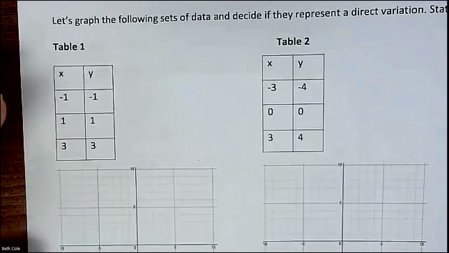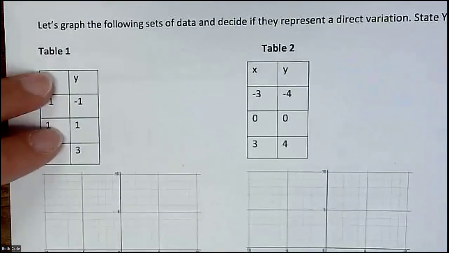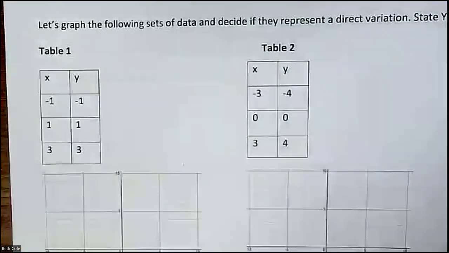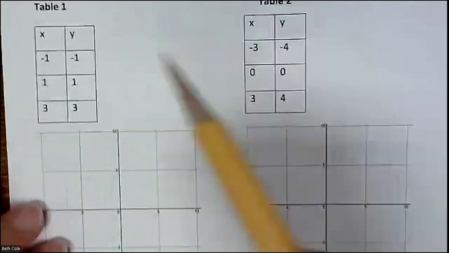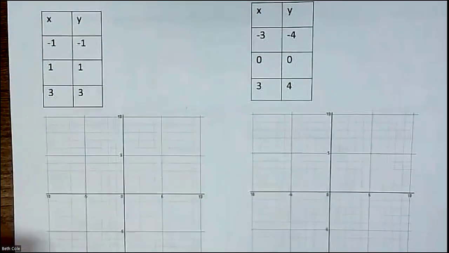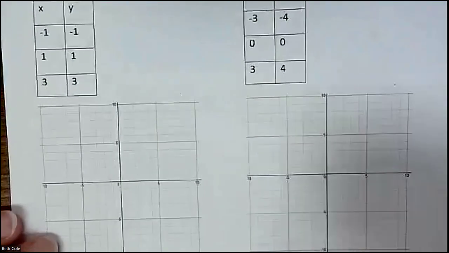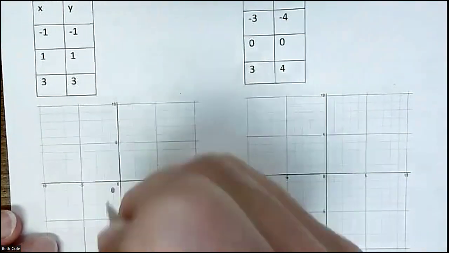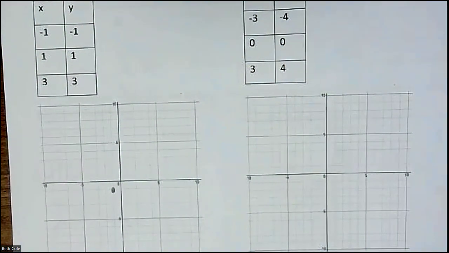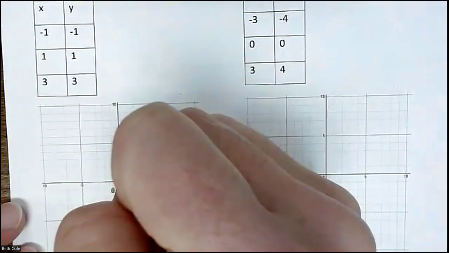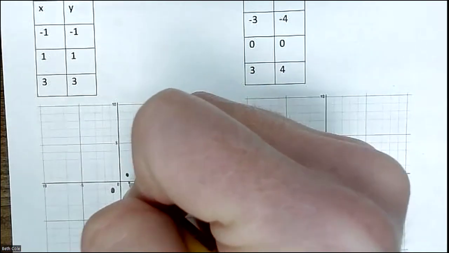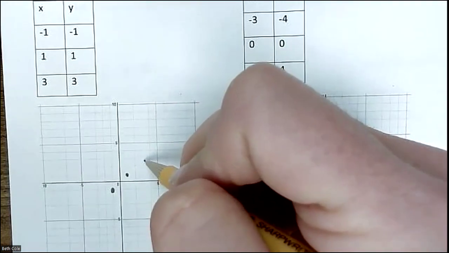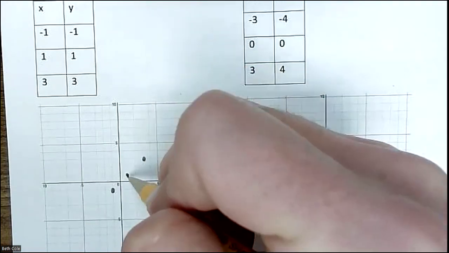So what we're going to do for these is graph the points and see if they make a direct variation or not. It means if you connect them, it goes through the origin and makes a line. So we're going to practice plotting these points. You're going to plot -1, -1, 1, 1, and then 3, 3. I'm sorry the axes didn't turn out very dark here, and just do your best.